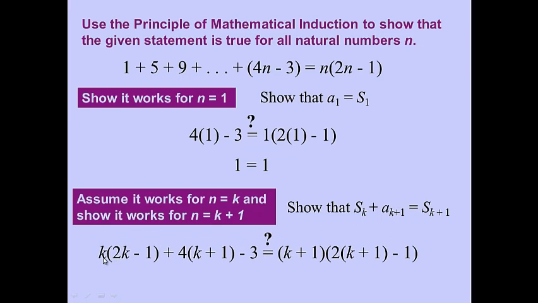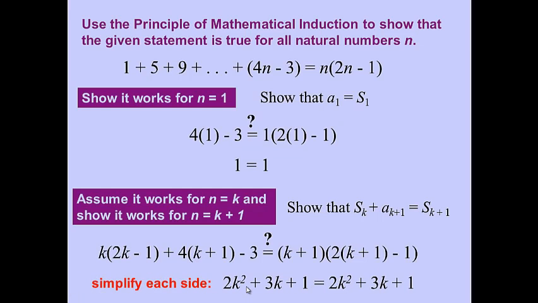So here we go. The sum of the first k terms, using the sum formula up here, I substituted k for n. k times 2k minus 1 is the sum of the first k terms. Then I add the term in the k plus 1 position. So that means I put k plus 1 in for the term formula right here. And then I'm saying that should equal the sum of k plus 1 terms. So I'm going back to the sum formula over here, putting in k plus 1 for n here and here. Show that algebraically these two sides are equivalent, and I'm done.